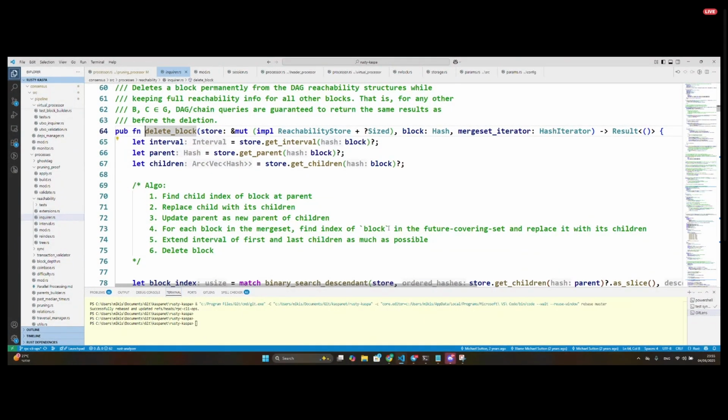So if the DAG is on average 7 blocks wide, like it currently is, each deletion of a block for this algorithm would write to approximately 7 other blocks' storage. Not a big change, but it's going to write to 7 other entries.